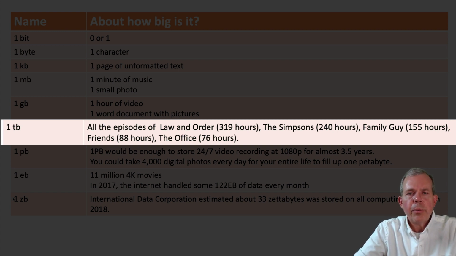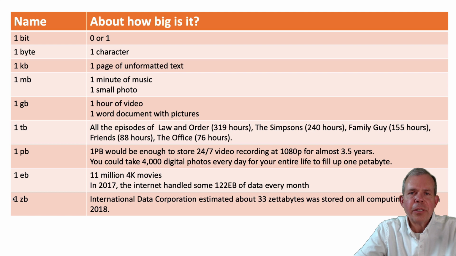1 terabyte is the size of a typical hard drive in a computer. And so you could put a lot of things on 1 terabyte. You could fill up your hard drive with all of the episodes from famous TV shows such as Law and Order, The Simpsons, Family Guy, Friends, The Office. Take all those together and you have a terabyte worth of video.